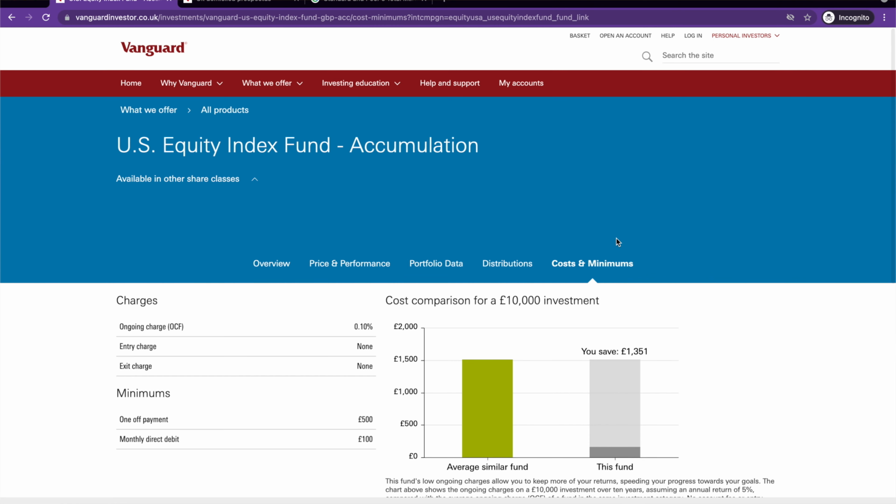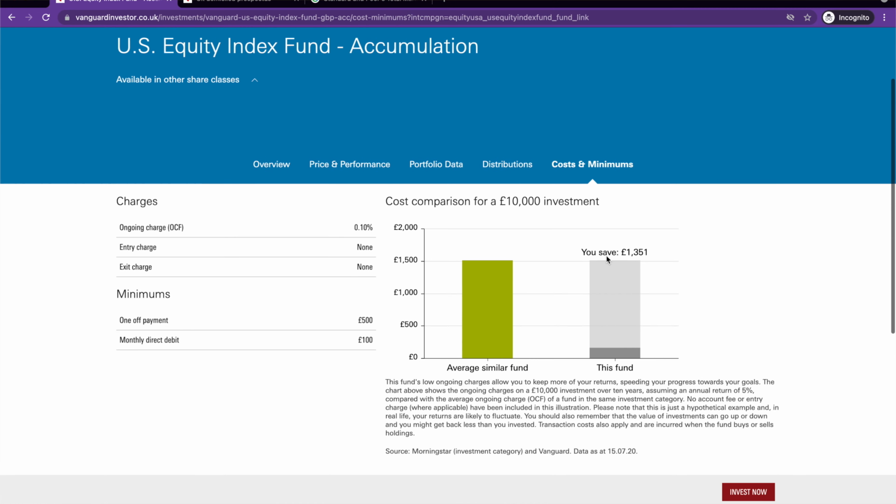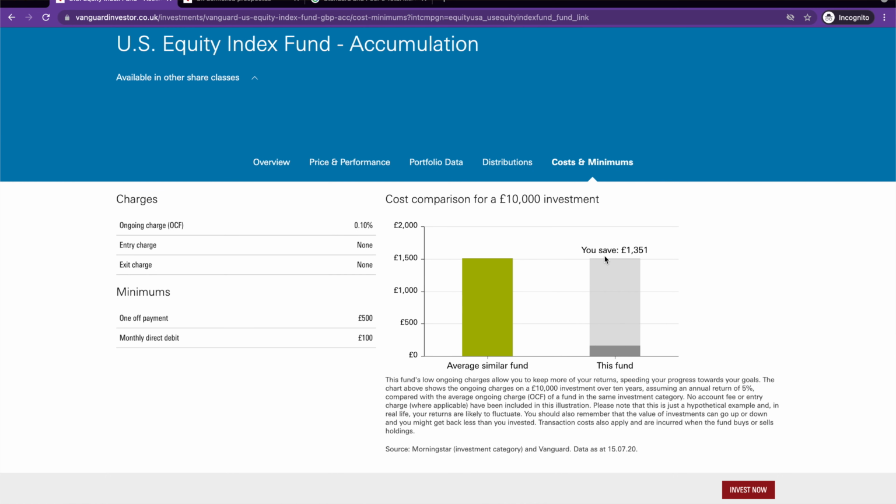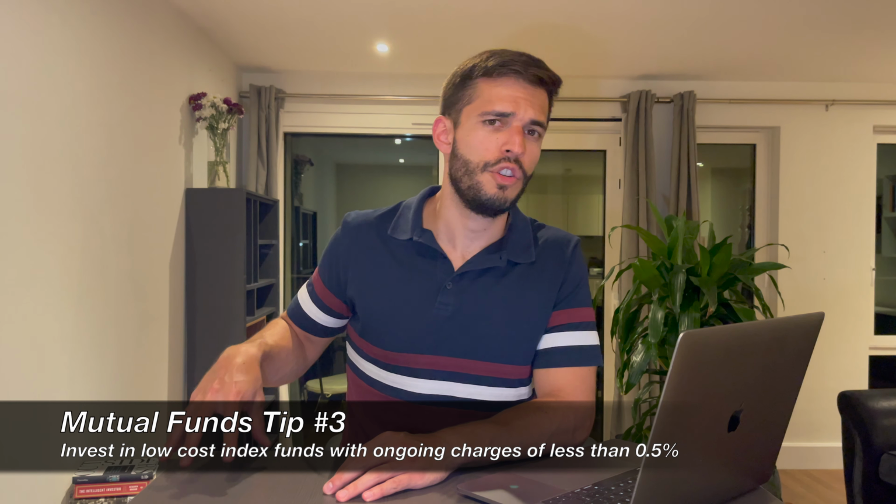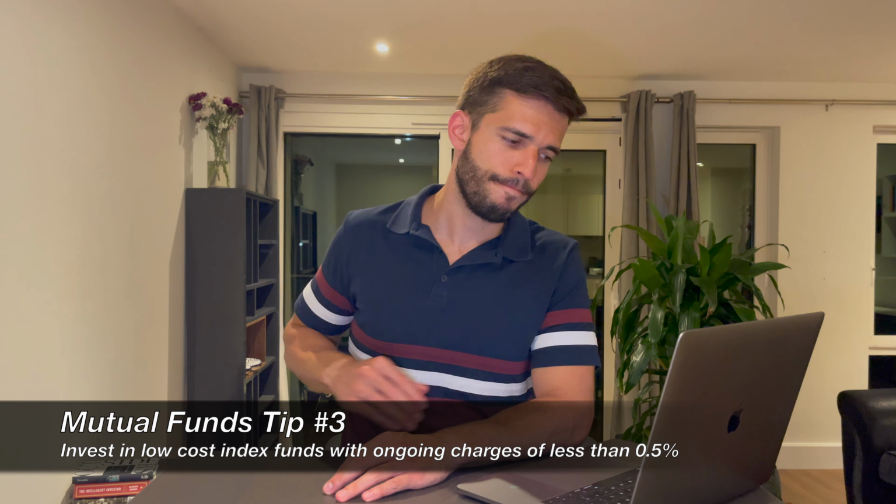And now lastly, probably the most important component here, especially if you're investing for the long term, costs and minimums. Okay, so charges. We can see here that the ongoing charge is 0.10%. This is not bad at all. If you look at some of the investing literature or best practices, they always recommend that you find passively managed funds that charge no more than 0.5%.